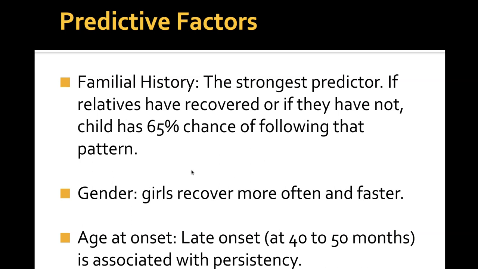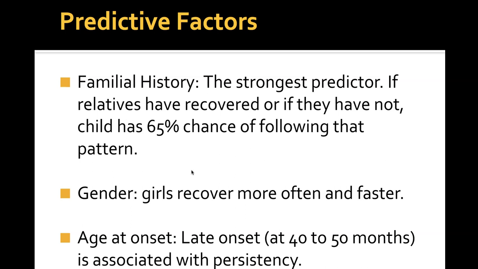However, if we have a child that starts to stutter after their 4th birthday, that child's going to have a much greater chance to persist with their stuttering because they're already talking at a fairly, not quite adult-like, but we're getting there.